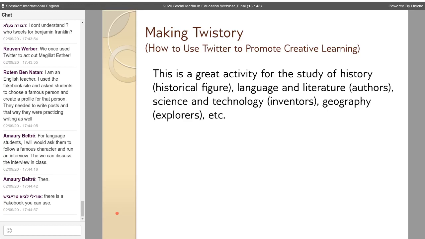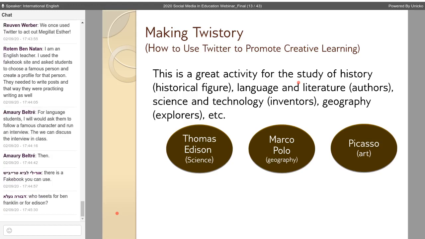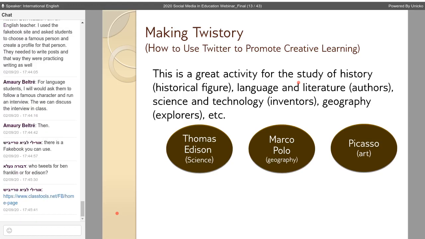Now, this is a great activity not only for the study of history, but also for the study of science, geography, or art. So if you're a science teacher, you can ask your students to tweet their questions or send their questions to Edison. If you're a geography teacher, then ask your students to tweet or send their questions to famous explorers, all right? And if you're an art teacher, then you can ask your students to send their questions to famous artists or painters or musicians, okay?